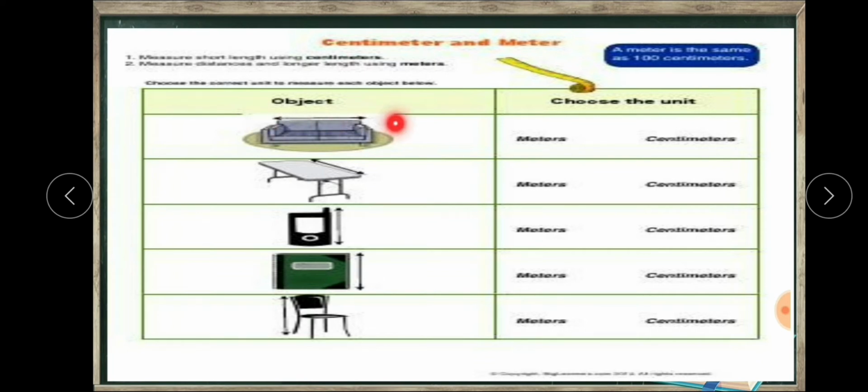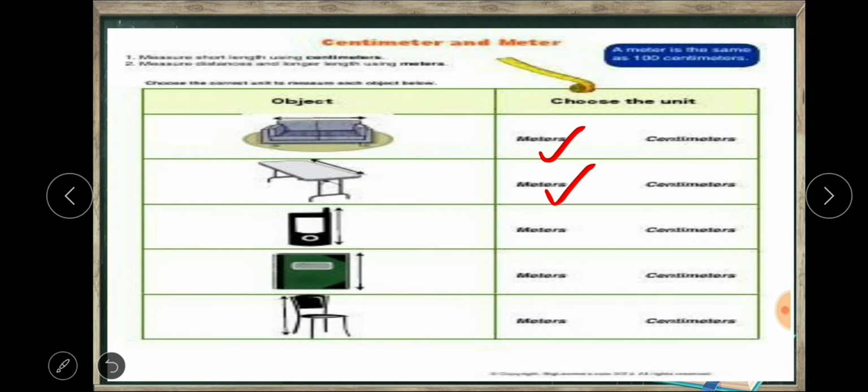And children, see here, we have to measure the length of a sofa. Is it measured in meters or centimeters? Just imagine the length of the sofa. Yes, it is measured in meters. It's a lengthy one. It's long. So we can measure it in meters. And the length of the table? Yes, we already learned the length of the table is measured in meters.